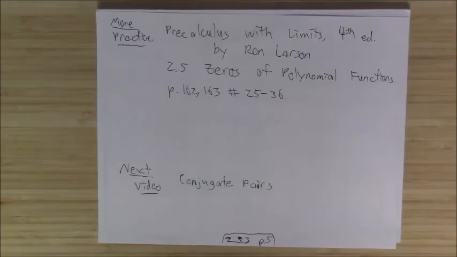zeros. For more practice working with the rational zero theorem, be sure to see pages 162 and 163 of the textbook and work problems 25 through 36. In our next video, we'll talk about how to use conjugate pairs to find zeros as well.